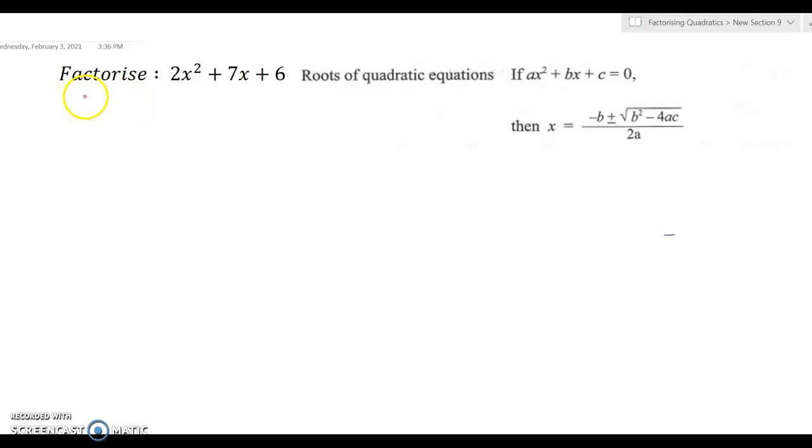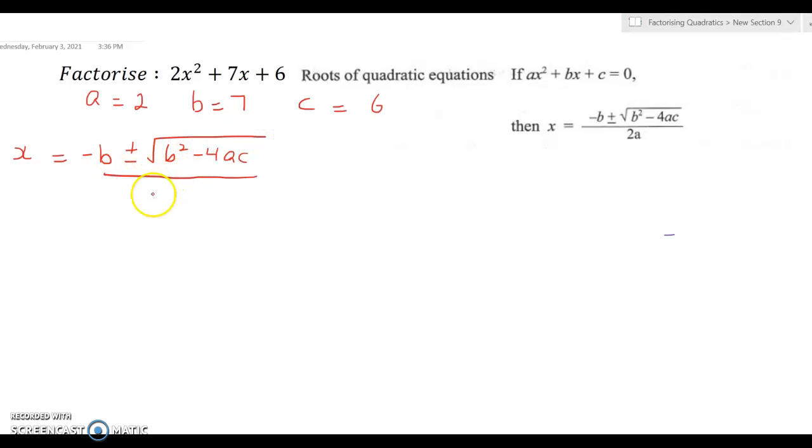So let's look at another one. First things first, we're going to factorize 2x squared plus 7x plus 6. Write down what a is. a is the value before the x squared, which is 2. b is the number before the x, which is 7. And c is the number by itself, which is 6. Using our formula, x equals minus b plus or minus the square root of b squared minus 4ac all over 2a. So just the same formula from before, I'm just rewriting.